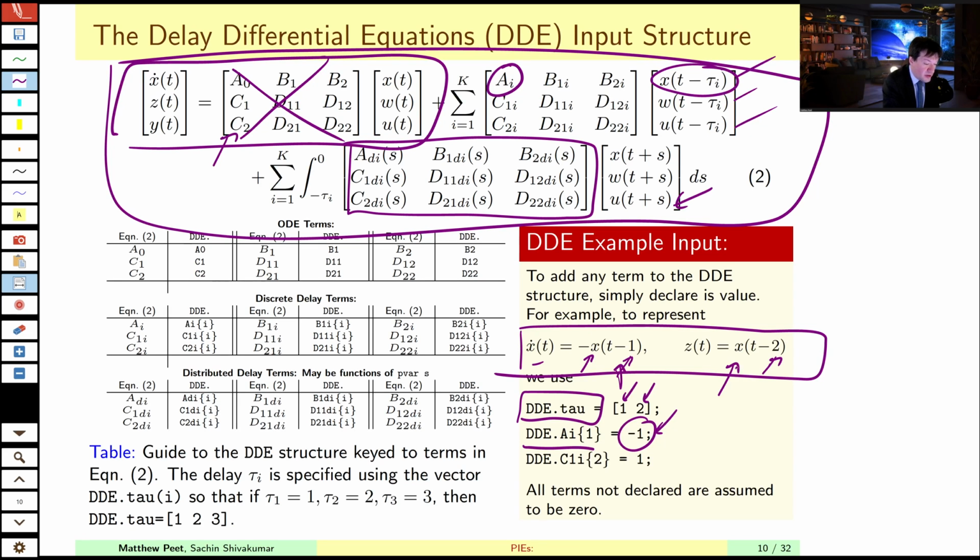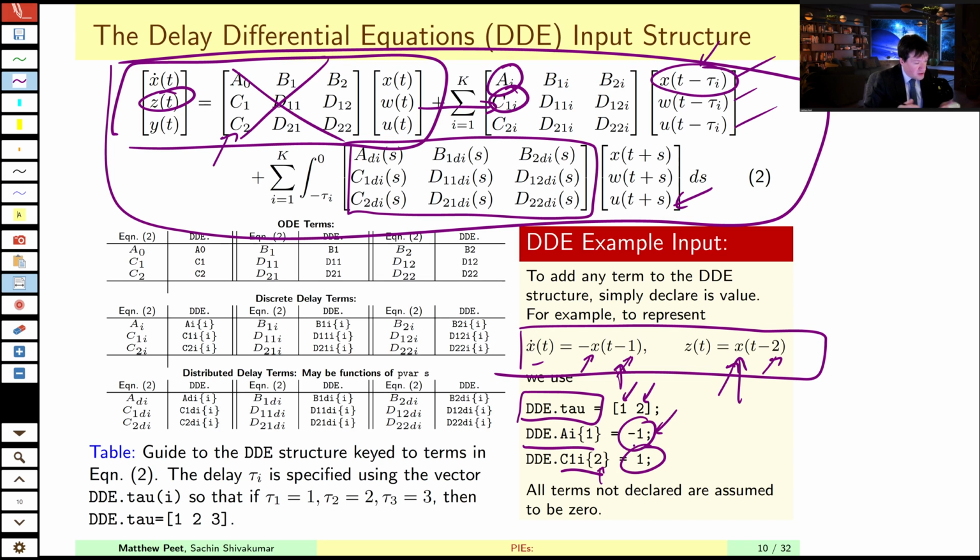The next term, however, is an output term. So we look at where it's coming from. It's coming from x. And where's it going? It's going to the regulated output. And so which term are we looking at here? We're looking at this one right here. So we've got to define C1{i}, and it's corresponding to the second delay. So we put the 2 there, and we set that equal to 1. And that's all we need to do.